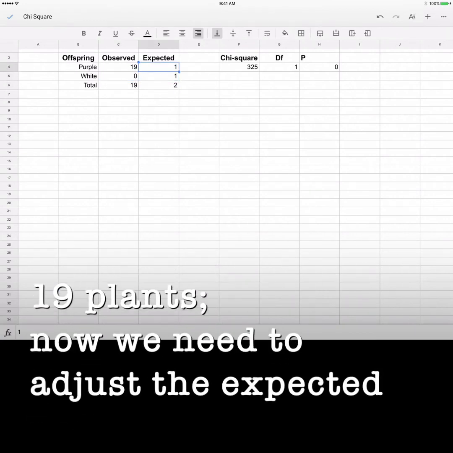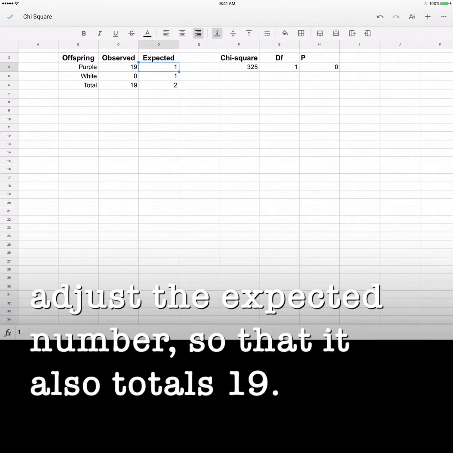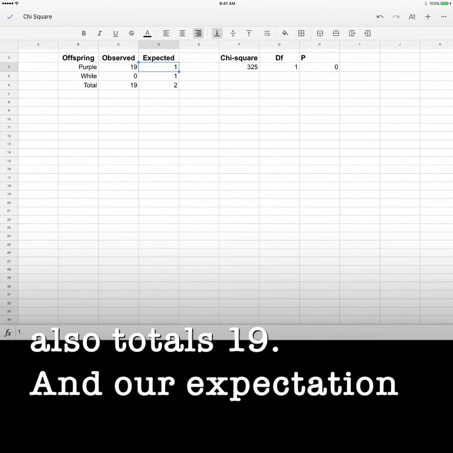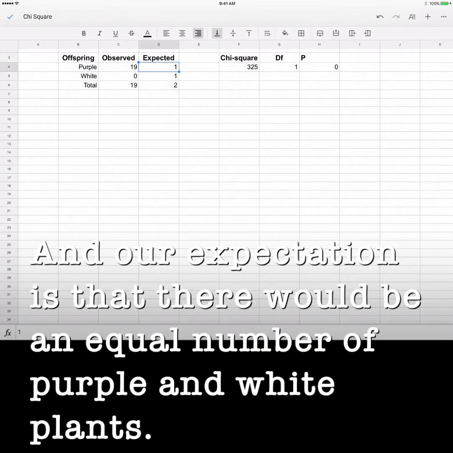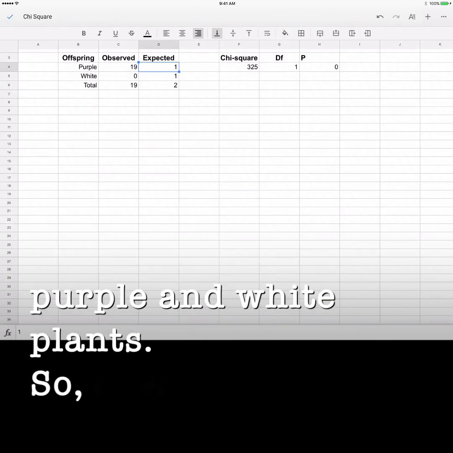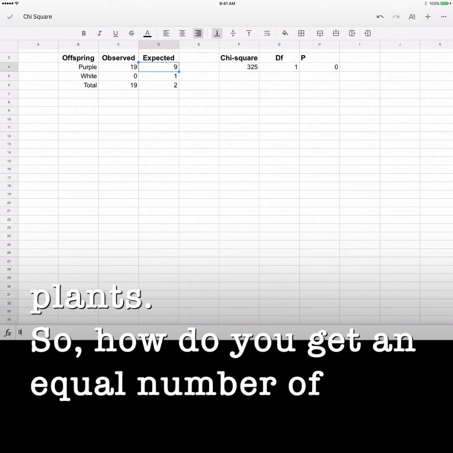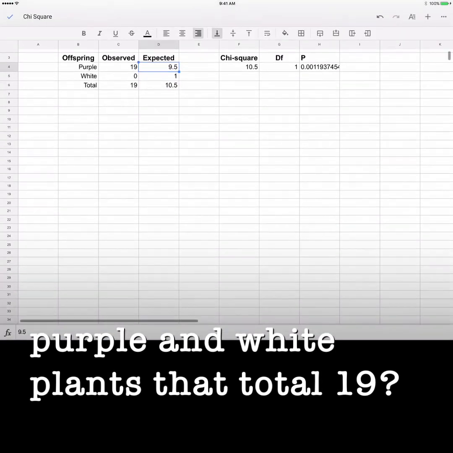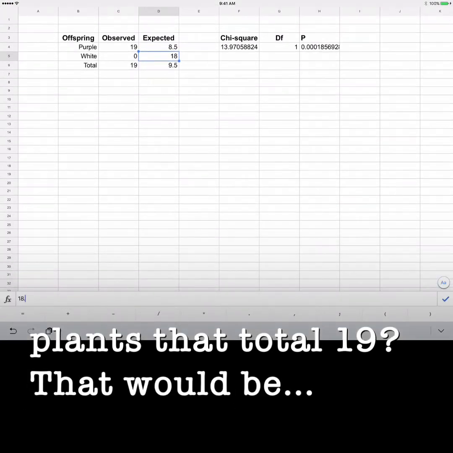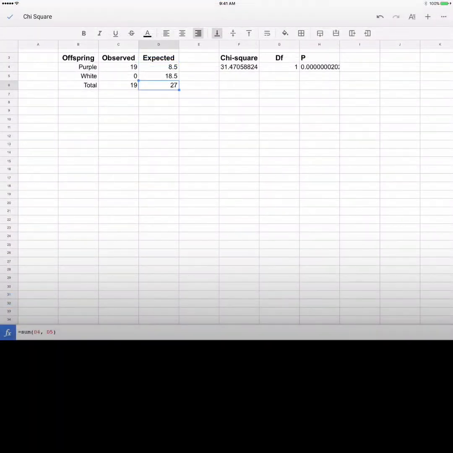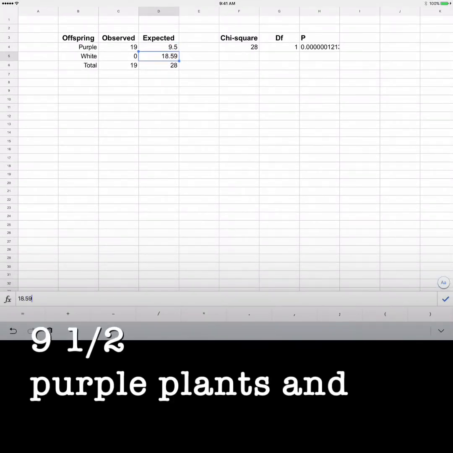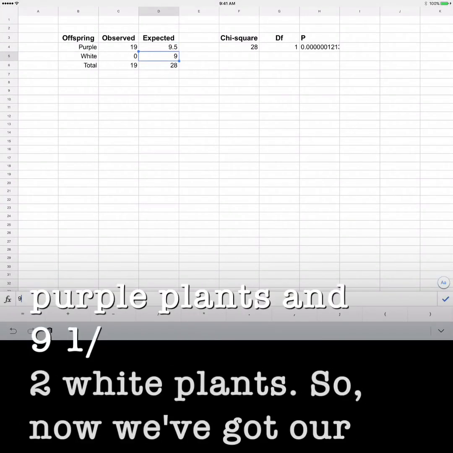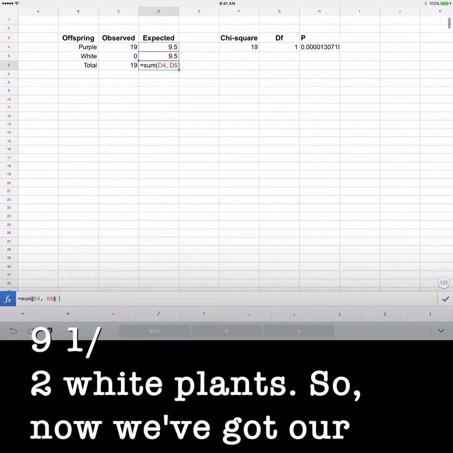Now we need to adjust the expected number so that it also totals 19. And our expectation is that there would be an equal number of purple and white plants. So how do you get an equal number of purple and white plants that total 19? That would be nine and a half purple plants and 9.5 white plants.